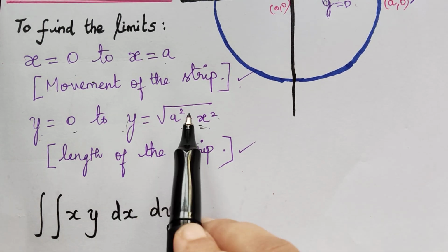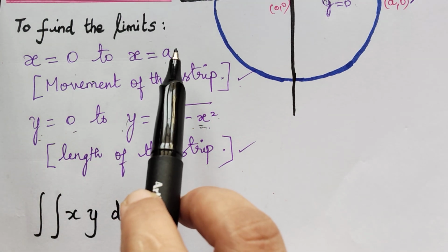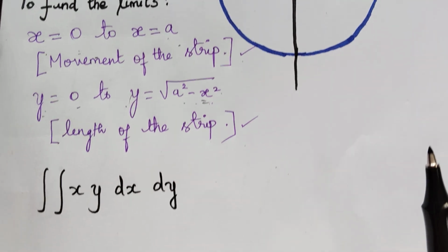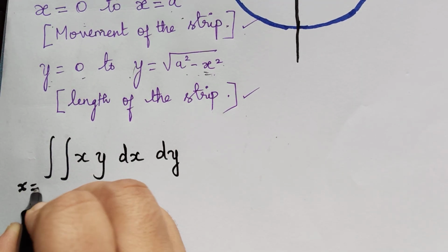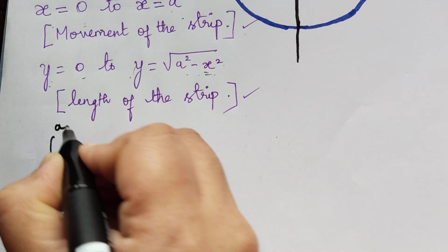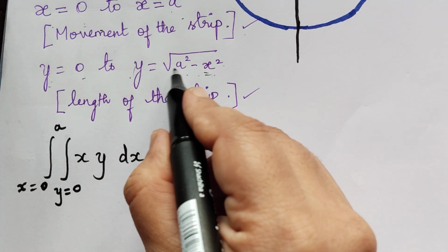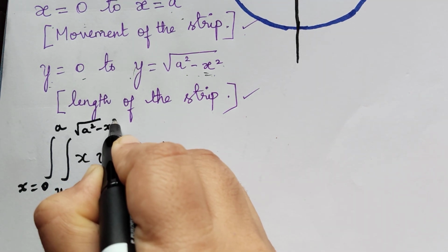So these are the limits of the inner integral. And here x is not dependent on any variable. So x is equal to 0 to a should be the outer limit. So the outer limit is for x, x is equal to 0 to a. And the inner limit is y is equal to 0 to this one, that is square root of a square minus x square.